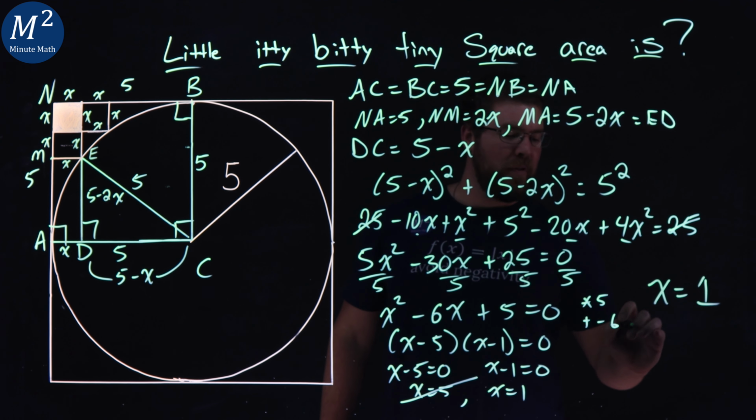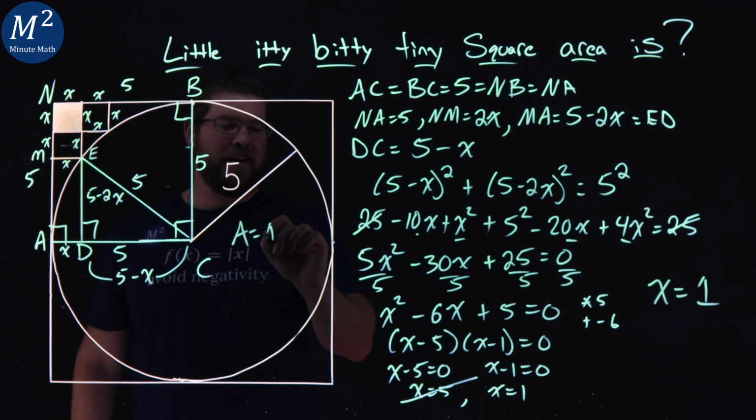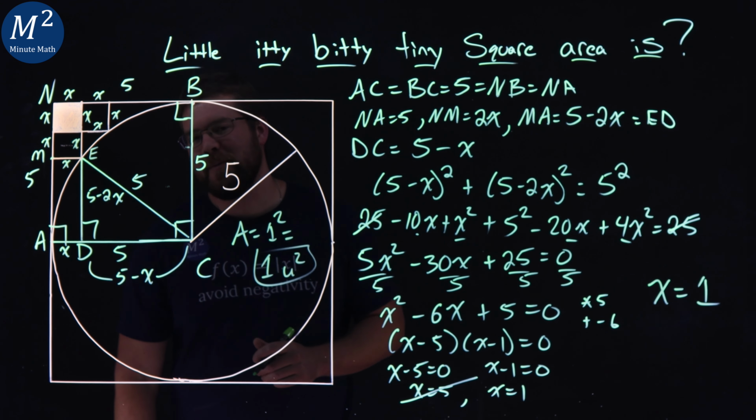What's the area? Well, the area of a square is equal to side length squared, which is 1 unit squared. So it's still 1 right there.